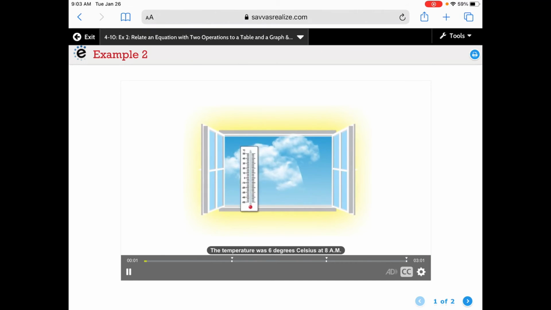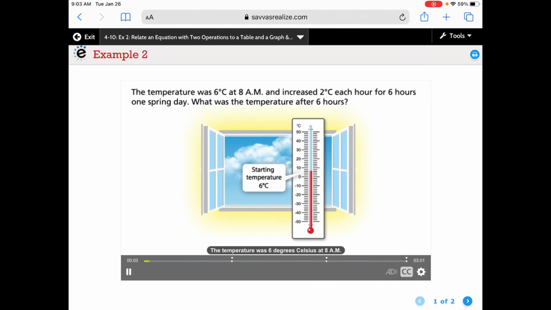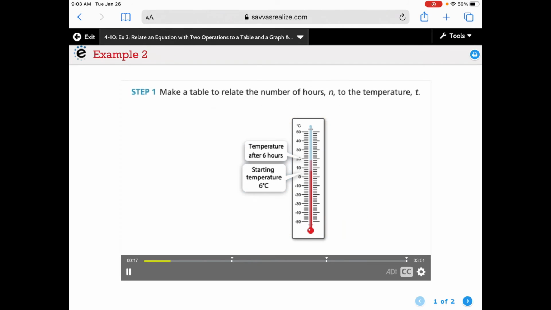Okay, everyone, let's look at example 2 now. The temperature was 6 degrees Celsius at 8 a.m. and increased 2 degrees Celsius each hour for 6 hours one spring day. What was the temperature after 6 hours?